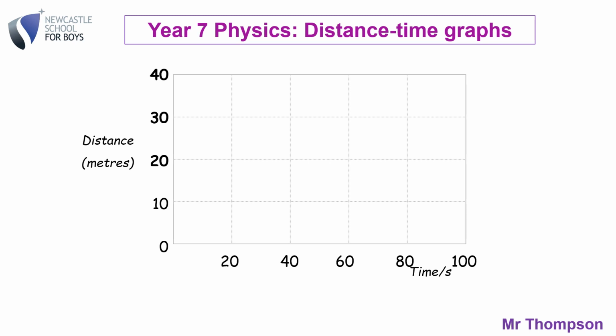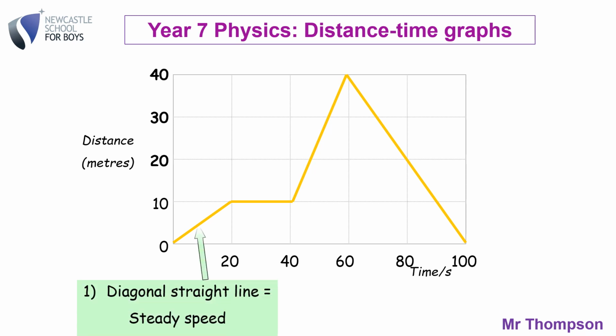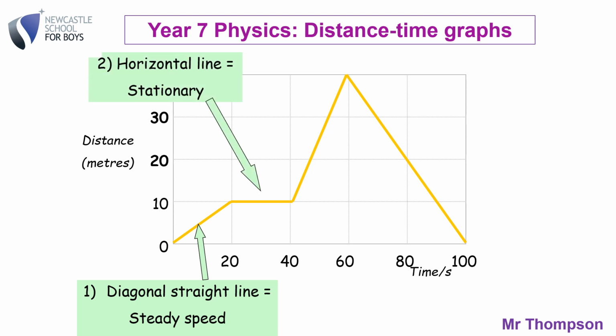We looked at graphs, and if you look at a distance time graph, here's an example. If I just randomly show you somebody's motion, we can describe that. So in the first 20 seconds, the line goes up from 0 to 10 meters. So they are traveling at a steady speed. 10 meters in 20 seconds would be half a meter per second. In the 20 to 40 second section, he travels no distance at all, so he's stationary.